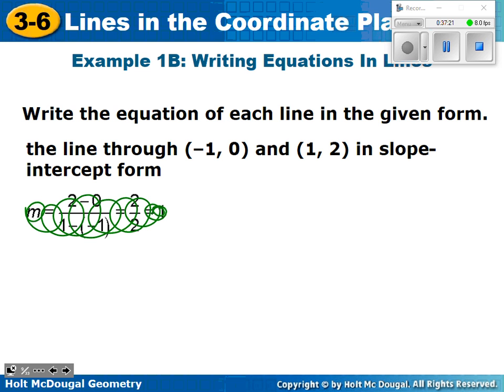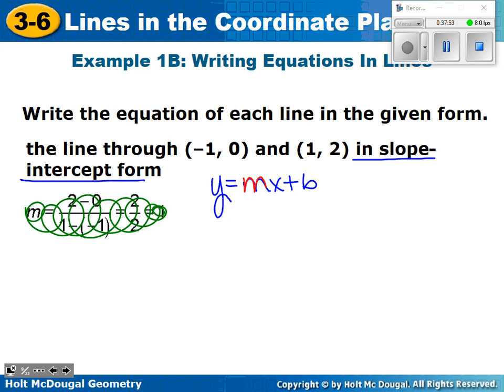What form does this one tell us to write it in? Slope-intercept form. So what is slope-intercept form? It's not point slope form, so it's the other one. What's the other one? y equals mx plus b. So what do we need to replace with letters in this formula? What letters get replaced? What letters do we want numbers for?